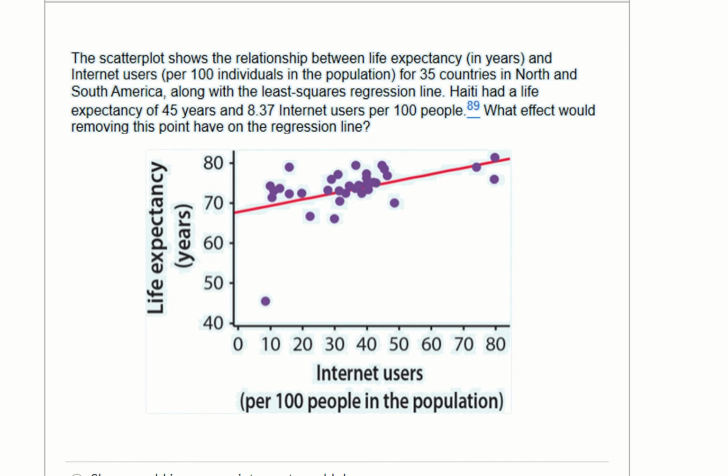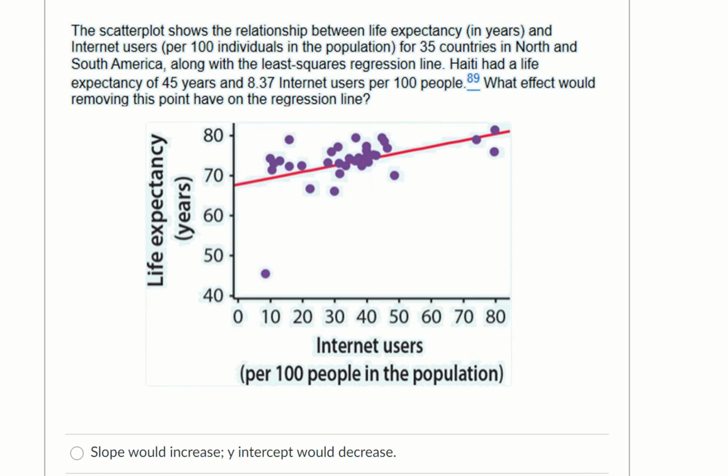All right, the third question. The scatter plot shows the relationship between life expectancy and internet users for 35 countries in North and South America, along with the least squares regression line. So Haiti had a life expectancy of 45 and 8.37 internet users per 100 people. What effect would removing this point have on the regression line? So they're referring to right here, this point. So that's Haiti. Life expectancy, really short, right? 45 years is not a very high life expectancy. But they have 8.37 internet users.